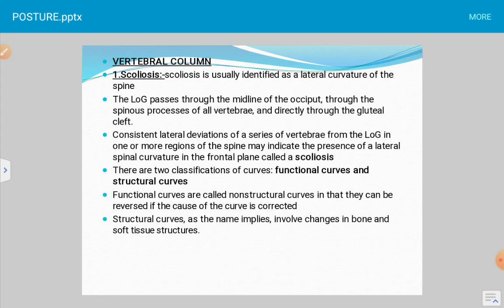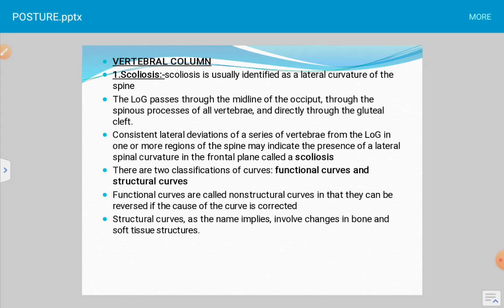The LOG passes through the midline of the occiput, through the spinous process of all the vertebrae, and laterally toward the gluteal cleft. In the normal LOG, it passes from the midline of the occiput through the spinous process of all vertebrae and laterally through the gluteal cleft.